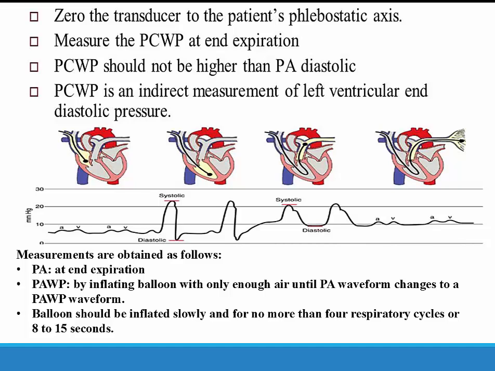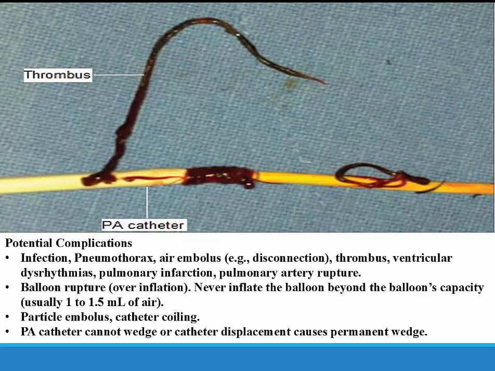Potential complications of a PA catheter: infection, pneumothorax, air embolus, which could be from a disconnection, thrombus, ventricular dysrhythmias, pulmonary infarction, and pulmonary artery rupture. The balloon rupture can be from overinflation. Never inflate the balloon beyond the balloon's capacity, which is usually 1 to 1.5 mL of air. Another potential complication is particle embolus or the catheter coils. The last complication is that the PA catheter cannot wedge, or catheter displacement causes a permanent wedge.